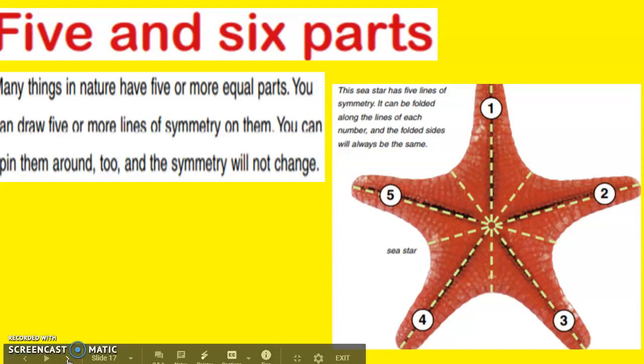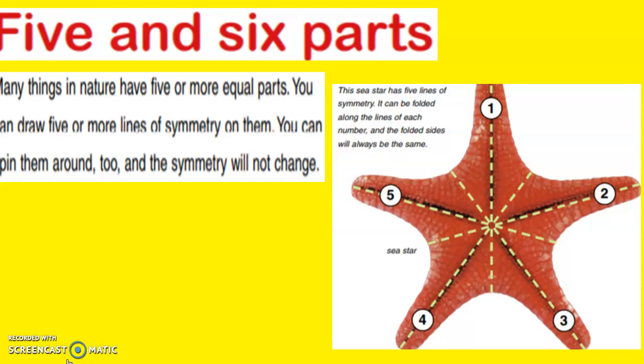Many things in nature have 5 or more equal parts. You can draw 5 or more lines of symmetry on them. You can spin them around too, and the symmetry will not change. This sea star has 5 lines of symmetry. It can be folded along the lines of each number, and then folded sides will always be the same. So again, this is representing symmetry in nature.